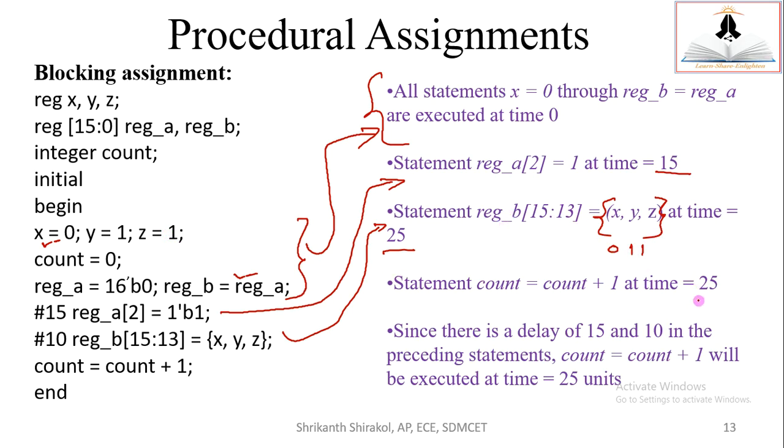And at the same time, because there is no delay mentioned here, count equal to count plus 1 will be executed. Since there is a delay of 15 and 10 in the preceding statements, count equal to count plus 1 will be executed at time equal to 25, because 15 plus 10 is 25. After that only this will execute. This is a blocking assignment statement.